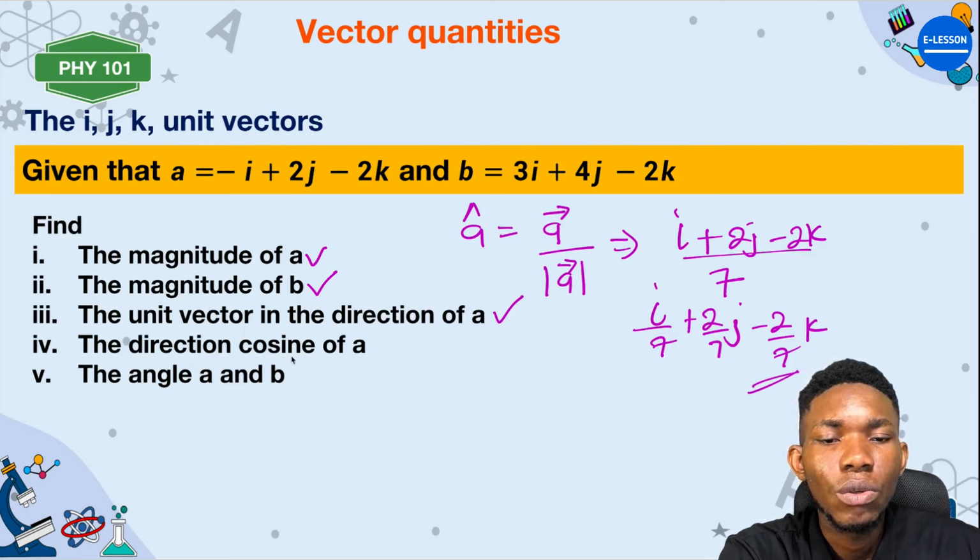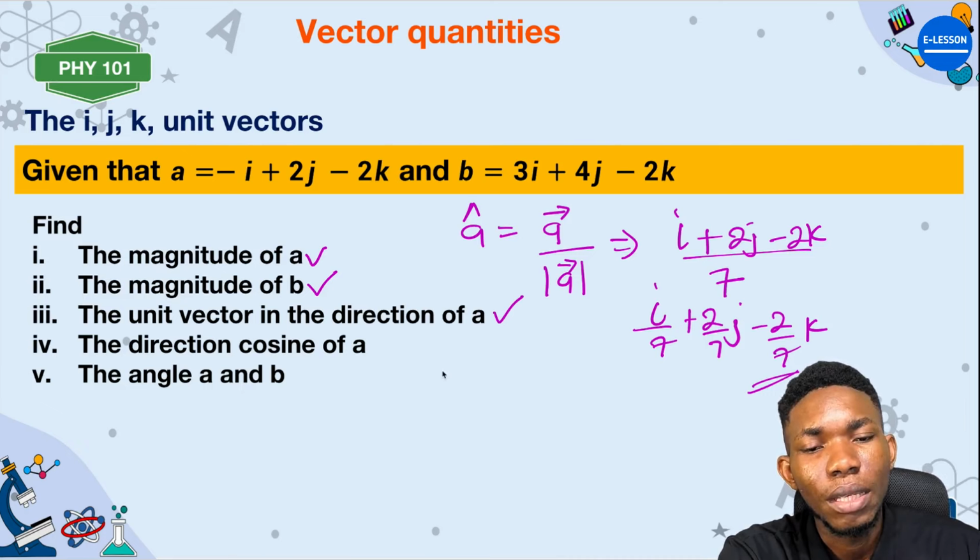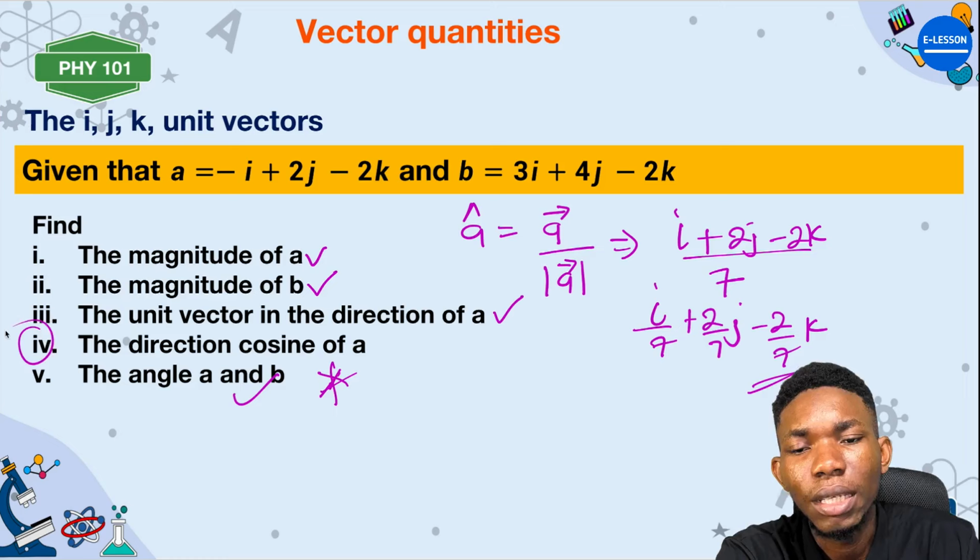Then the direction cosine of A, you should also solve it. And then the angle between A and B, you should also solve it. Is that okay? So leave these two. Find the angle between A and B. Are you getting it? Find the angle between A and B, but leave this one here.